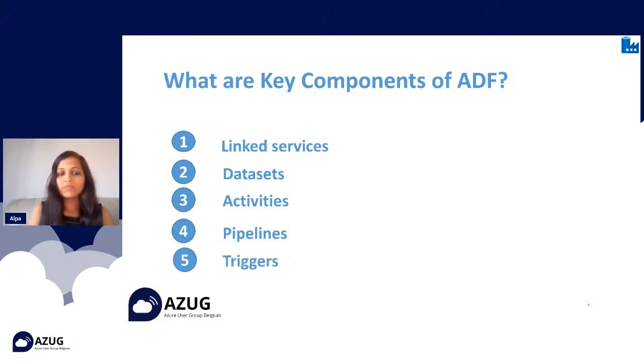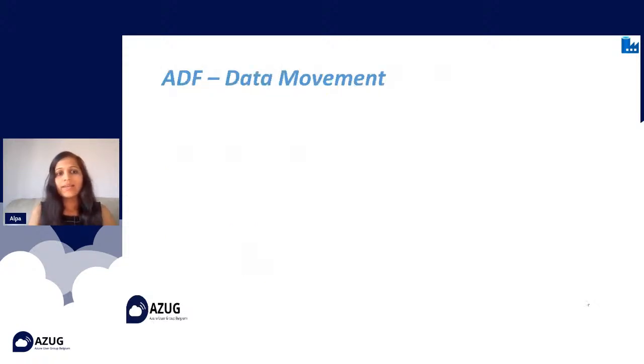And fifth one is triggers. Once your pipeline is ready, you can trigger it in various different ways. We will see that later on in this session. So these are the main five components of Azure Data Factory. Let's start with data movements.